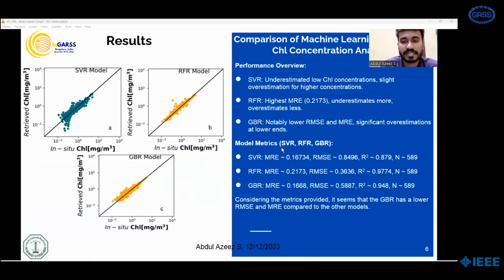From these model metrics, we can see that GBR has a lower RMSE and MRE compared to other models. You can see GBR has an MRE of 0.16 and RMSE of approximately 0.58, with a correlation of 0.94. So in this study, we selected GBR for further analysis.